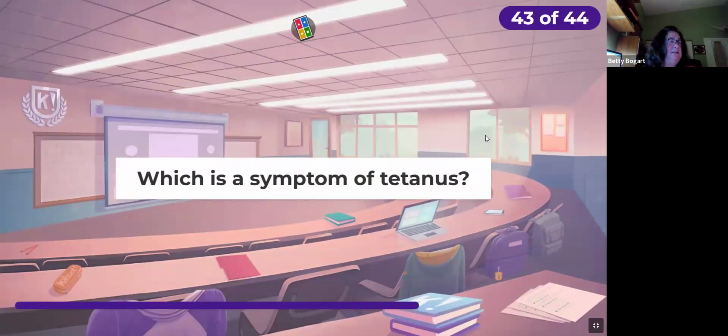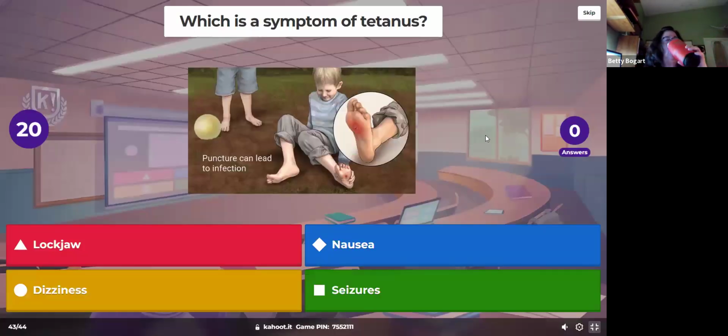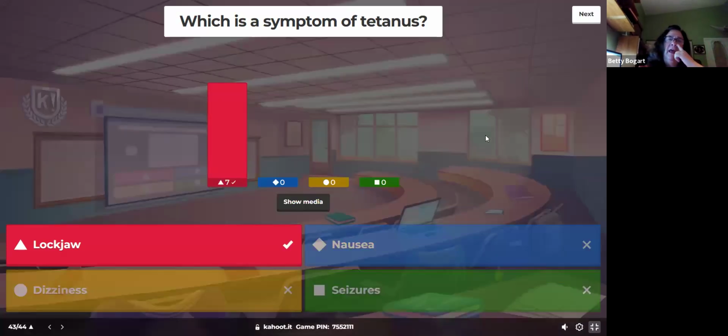What is a symptom of tetanus? And it's called lockjaw. Remember, everything squishes up. We've got to get them on ventilatory support, and we're going to be giving tetanus toxoid and cleaning the wound.